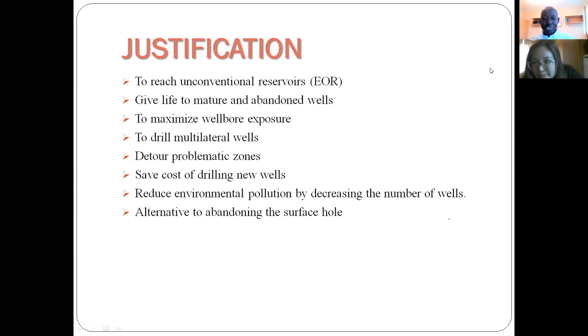Well, you see, there are many factors that define this. But now there is some data on drilling horizontal sidetracks. You can drill up to 200 to 300 meters. Yes, 200 meters.